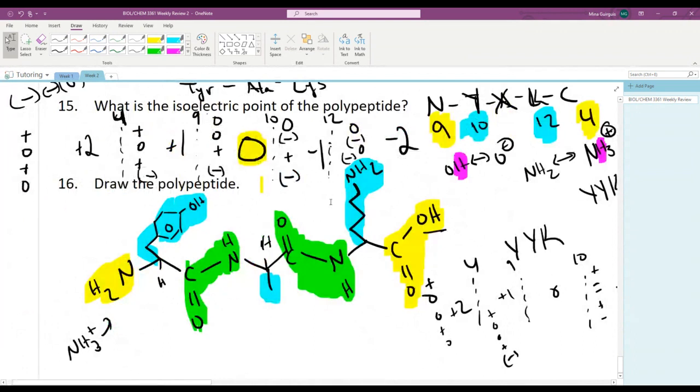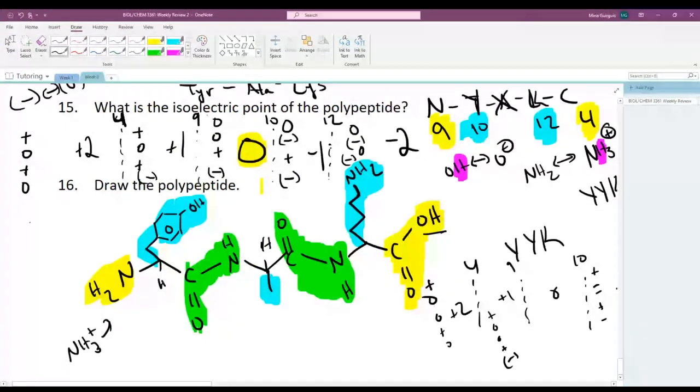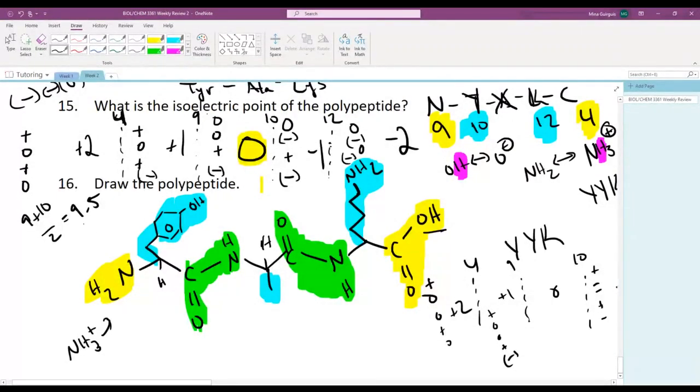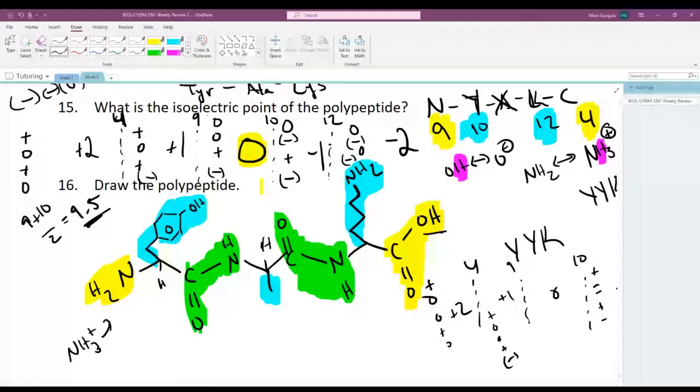Right. So finishing this question, the isoelectric point is somewhere between 9 and 10. We don't know the exact point, so we say 9 + 10 over 2, and we average them to get 9.5. Okay. So the pI of our polypeptide is 9.5. Does that make sense?